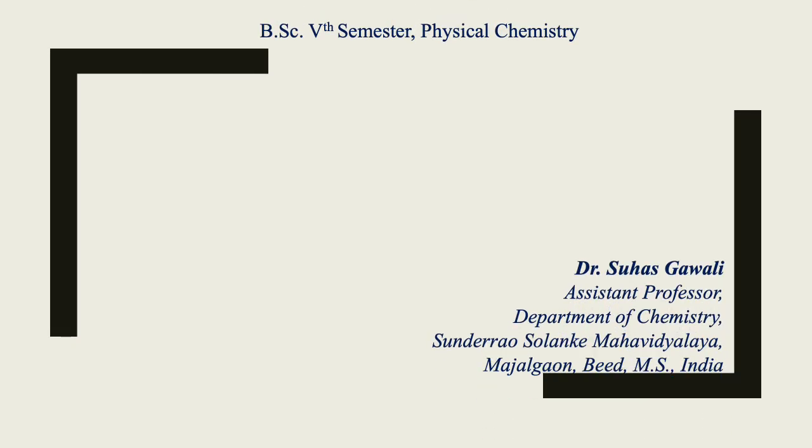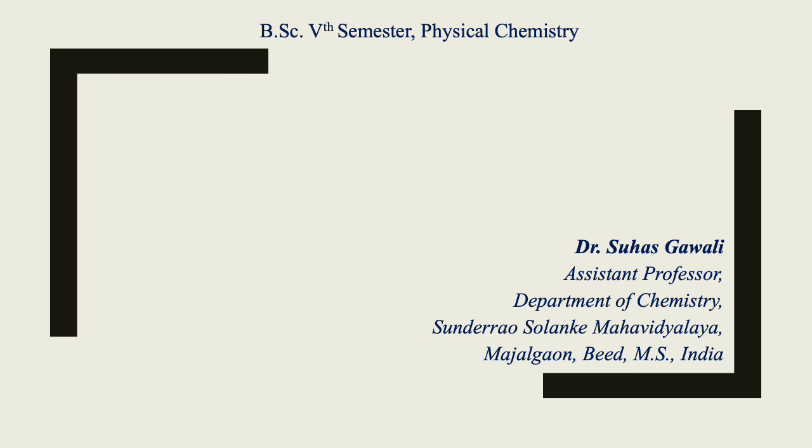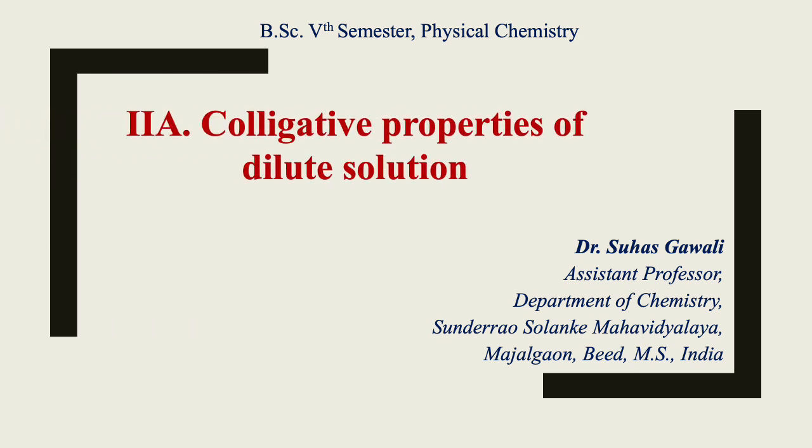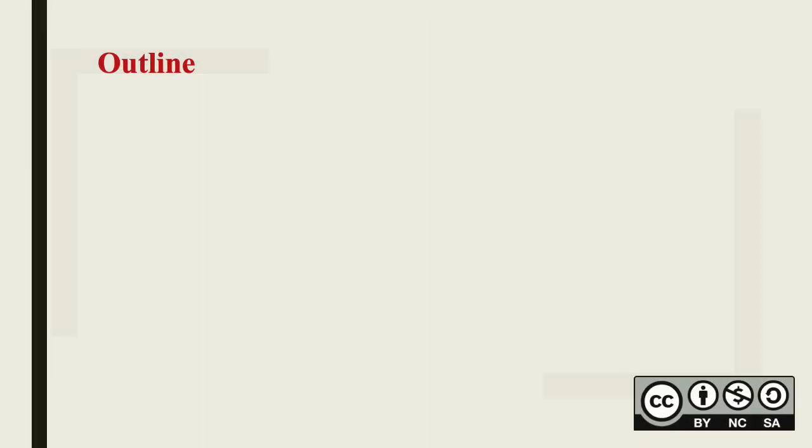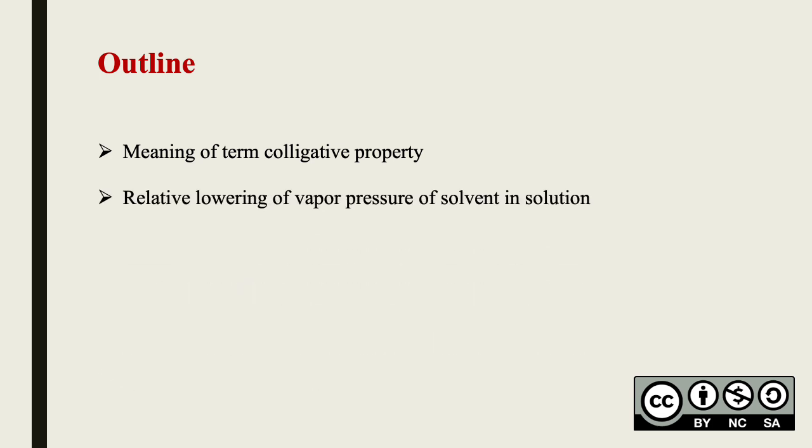Myself Dr. Suhas Gauri, and today I will be teaching the BSc 5th semester Physical Chemistry course on colligative properties of dilute solution. So here is the outline. First I will introduce the term colligative property, what is meant by colligative property, that we are going to see. Secondly, relative lowering of vapor pressure of solvent in a solution, followed by elevation of boiling point of solvent in solution.